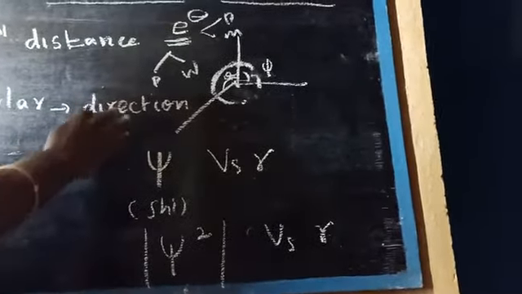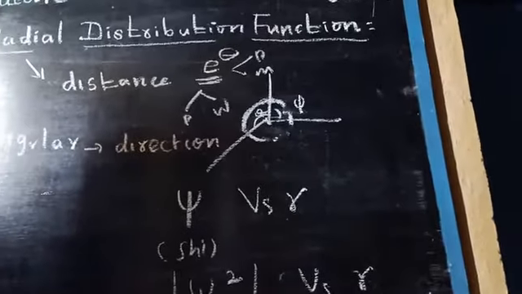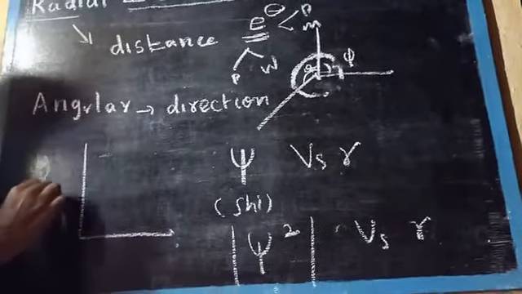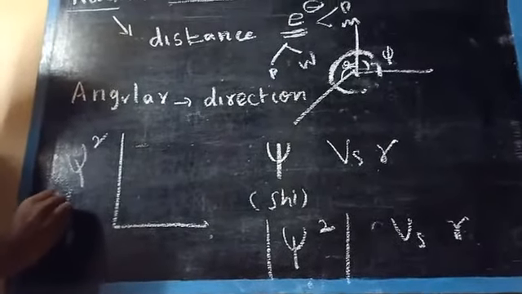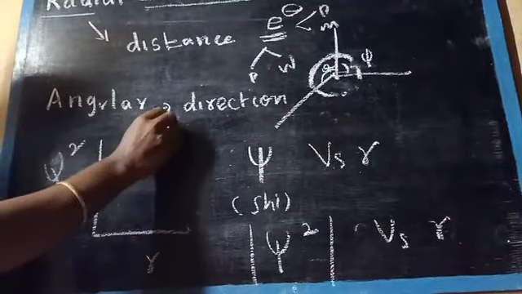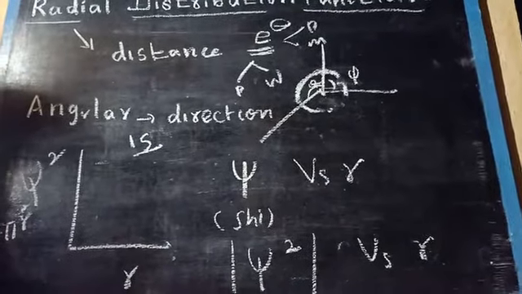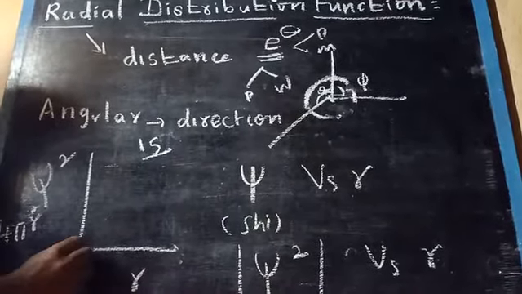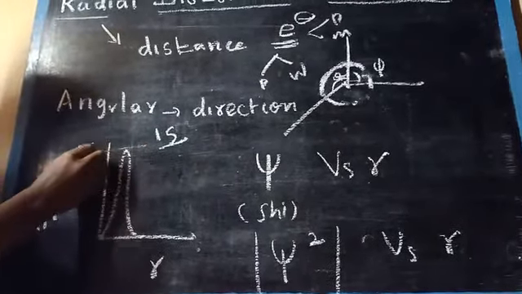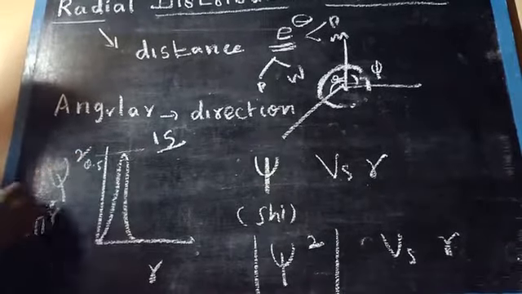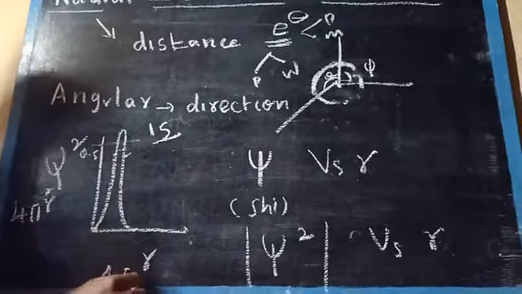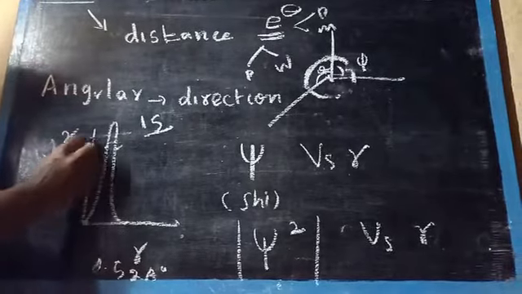Okay, children. In psi square versus r, we talk about the 1s orbital. See the graph of psi square. Sometimes it is given as 4 pi r square psi square versus r. Now we talk about the 1s orbital: what about the distance from the nucleus? To get the graph, this is the peak, and the value here is 0.5, approximately 0.52 angstrom. This is the distance.